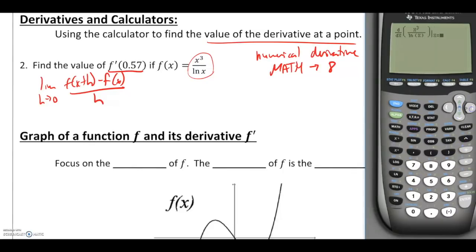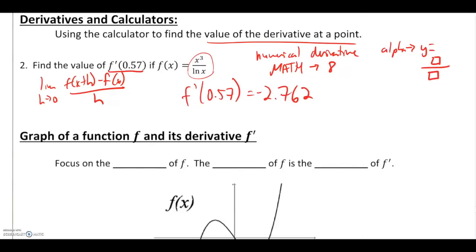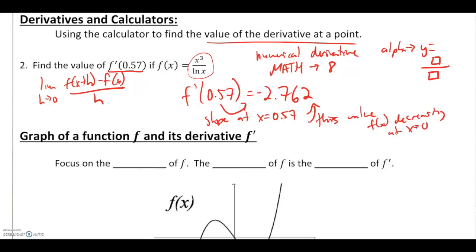And arrowing out, this says I'm taking the derivative of the f of x function I had, at 0.57, and get negative 2.762. And all that's telling me is my slope of this function at x equals 0.57 is this value. And think about what that could help us with. It would tell me that my function is decreasing at x equals 0.57. And not only that, we know it's decreasing by about negative 2.762. So just make sure you're familiar with how to use the calculator when we get to more complicated examples.